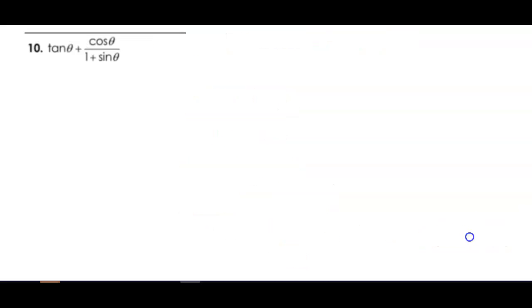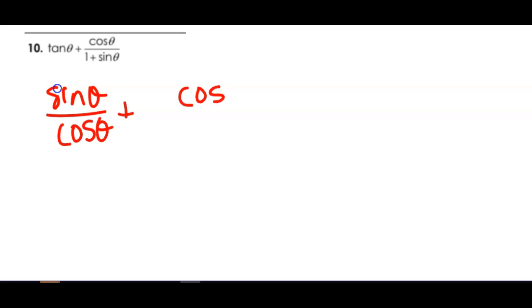All right. Tangent. This is looking like we're going to need a common denominator. So tangent is sine over cosine, plus cosine over 1 plus sine. This is messy. All right. I should probably have skipped this one.